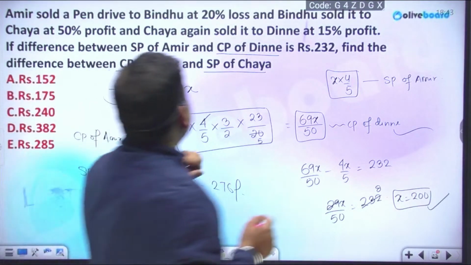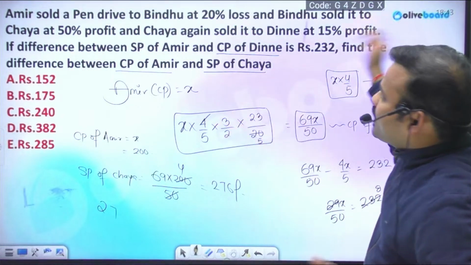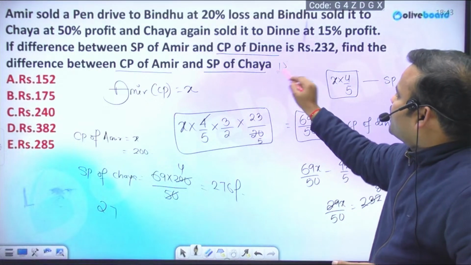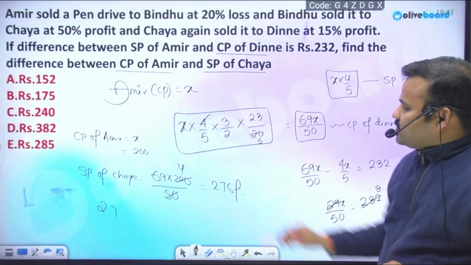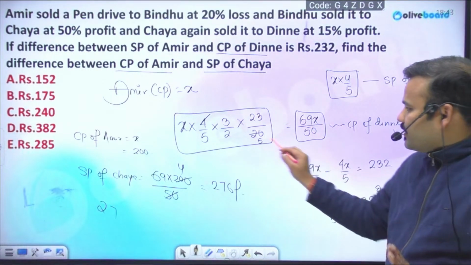This is X, okay? 40 is sold at 20% loss. This is sold at 50% profit, 3 by 2. This is sold at 15% profit. 15% is 15 by 100, 3 by 20, 23 by 20. Fine. So this is 4 times of 5. This is nothing but 69x by 50.